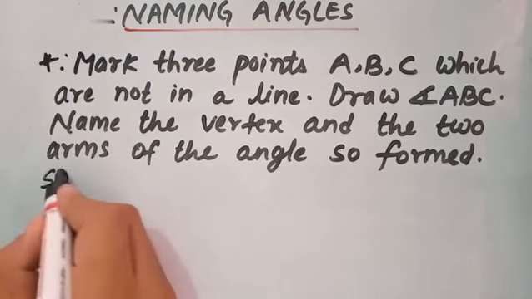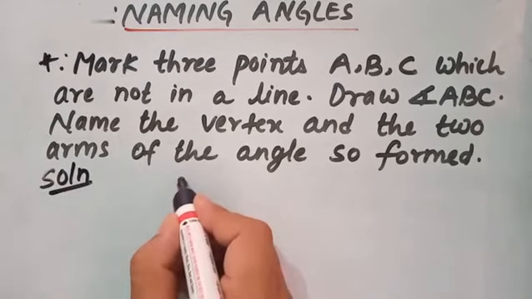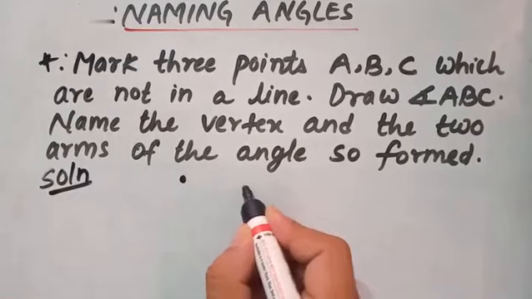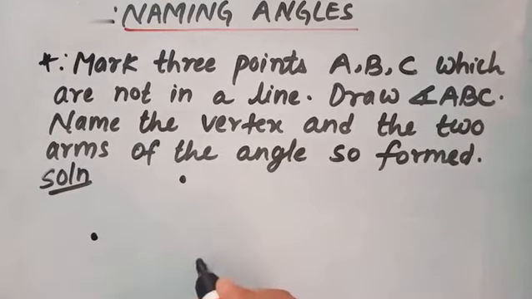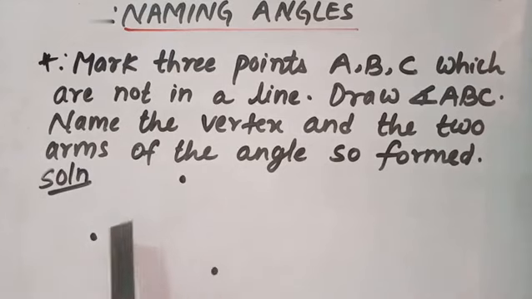So students, let's see. First point, second point, third point in this way. So students, here I have drawn 3 points randomly. 1, 2, 3.